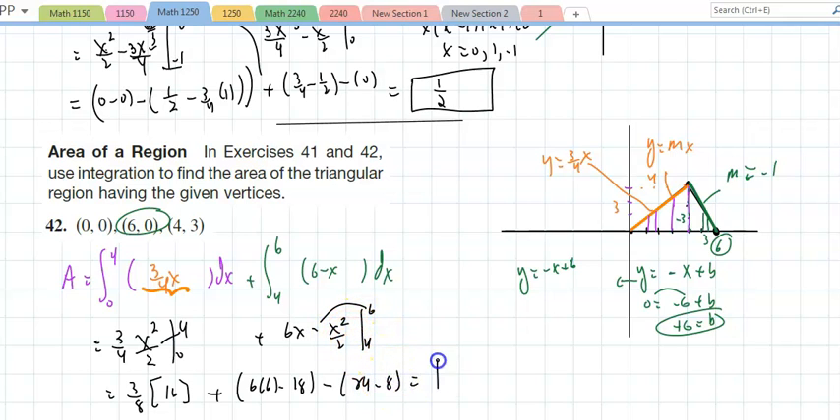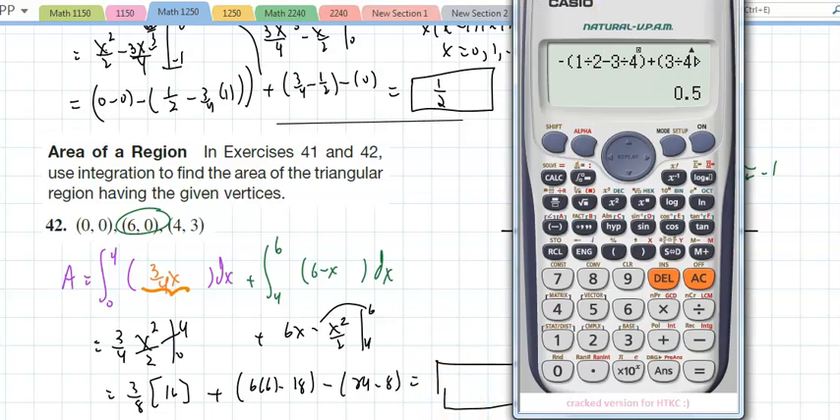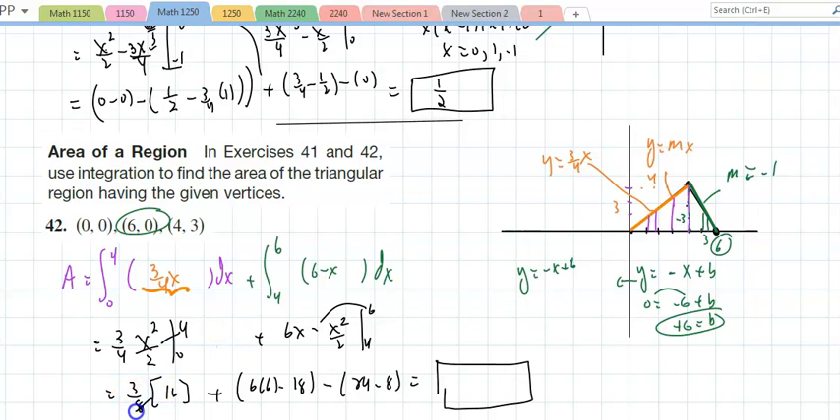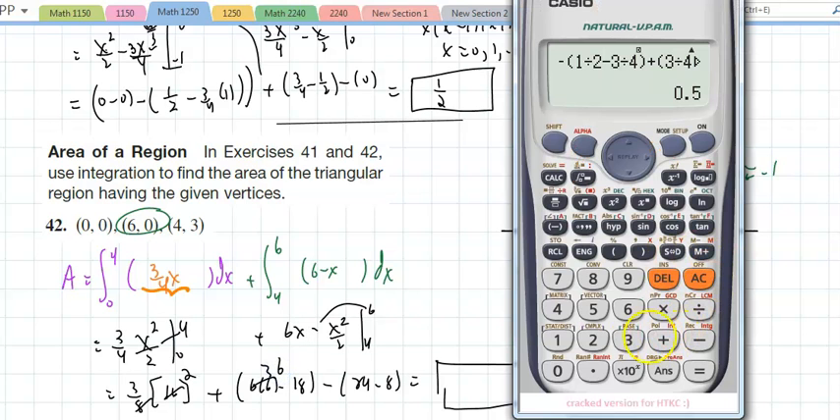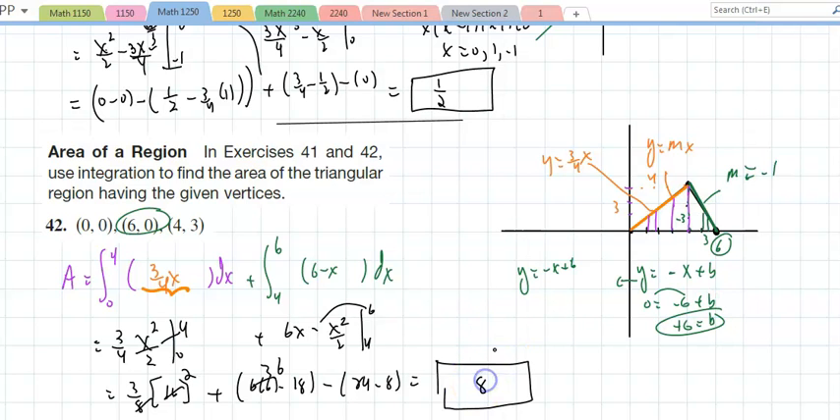I could do this by hand, but since I'm allowed a calculator, might as well make use of the technology. So here I could say 8 divides 6 2 times. This is 36. Again, you could plug all of that in a calculator. 3 times 2, that's 6, plus 36 minus 18 minus 24 minus 8. And I'm getting an 8. And that would be this area that we just found.